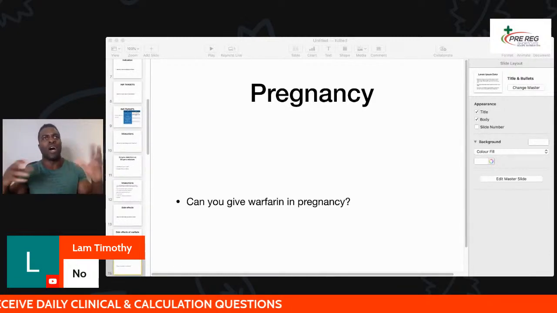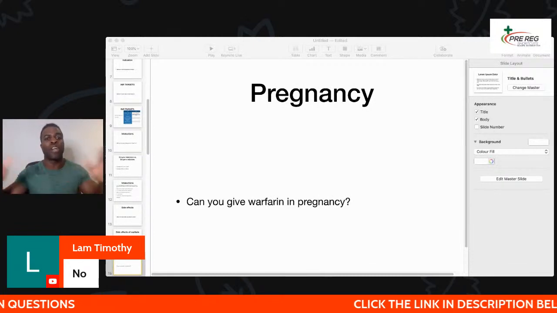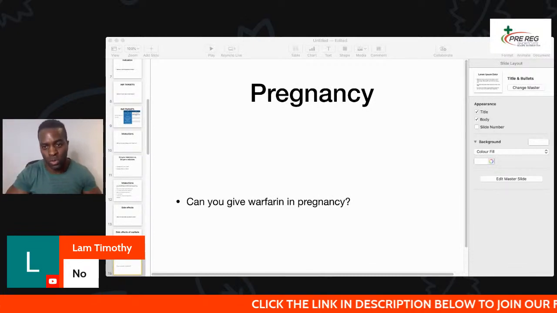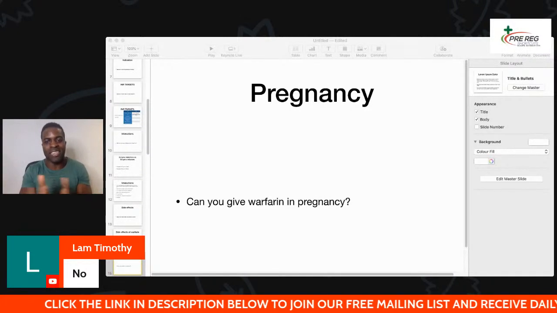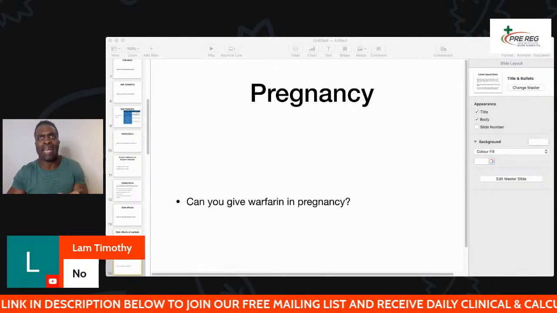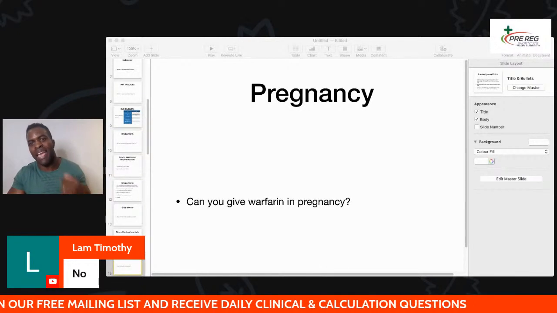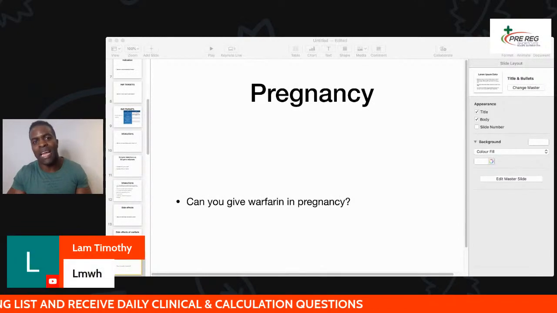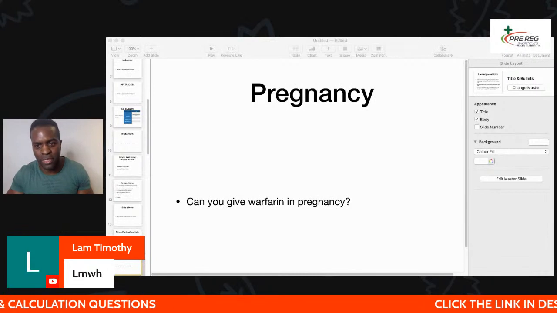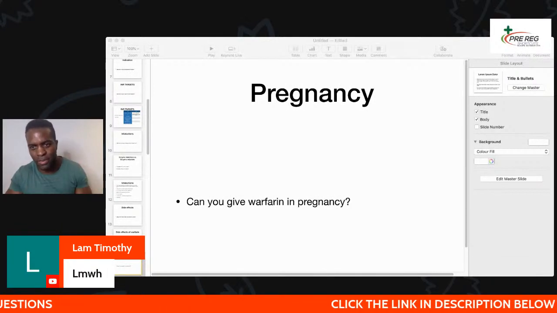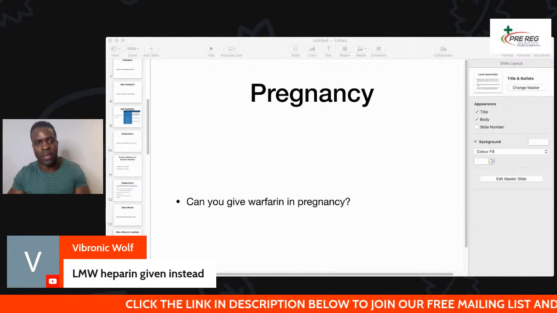So you read literature that says, yes, especially your first and your third trimester, but generally most books will tell you, don't even give it at all, right? If you have safer drugs to give, why give warfarin, okay? Because it is teratogenic. So you can't say, okay, but I could give it in the second trimester. No, don't do that. Just avoid it, okay? You give them LMWH. Lam Timothy has mentioned that LMWH, you give them your heparins because they're safe in pregnancy, okay? They do not cross your placenta, right? So it's very important that you know this stuff, people, because this comes up in your exams, okay?